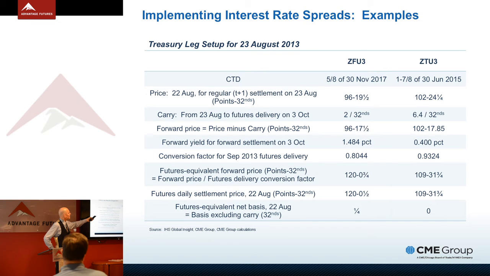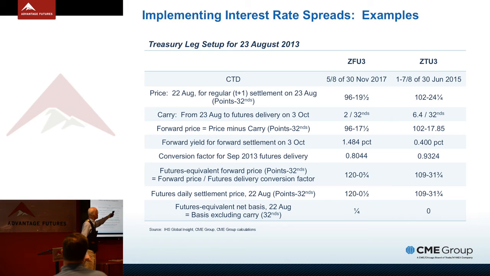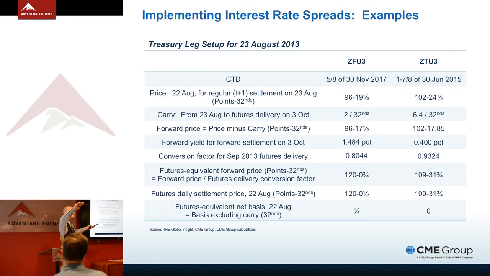You will compute carry from the 23rd of August, which is the T+1 settlement date for this Treasury note, to the last delivery day for the 5-year future. That'll be the 3rd of October. And what's carry? It's nothing but the coupon interest that you accrue minus the repo financing that you'd have to pay to repo the note.